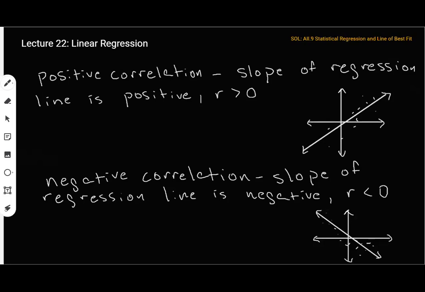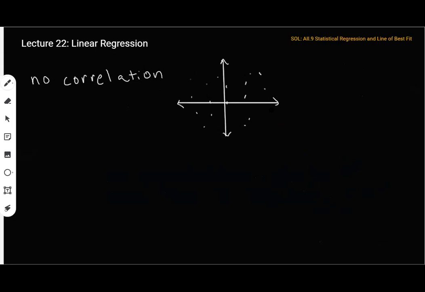And then you're going to have a third type that I didn't put on the notes, but the third type is no correlation. So when you have no correlation, it's going to look like this. You're going to have a bunch of random dots, and there's no line of best fit that would go through and fit all of these dots. So this would be no correlation.